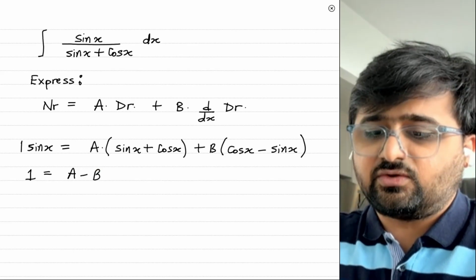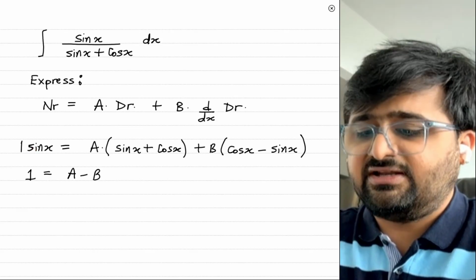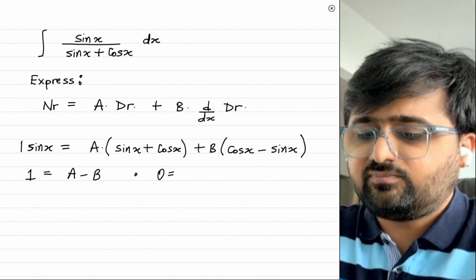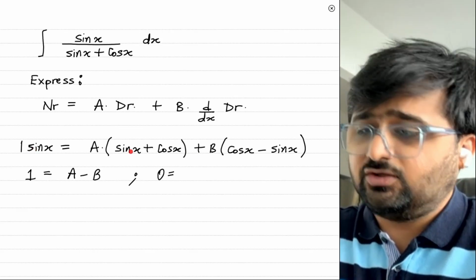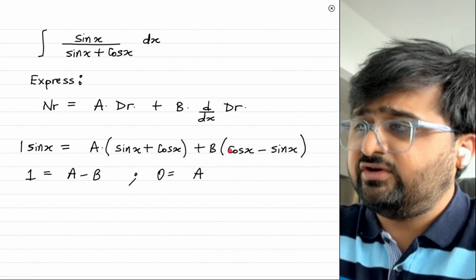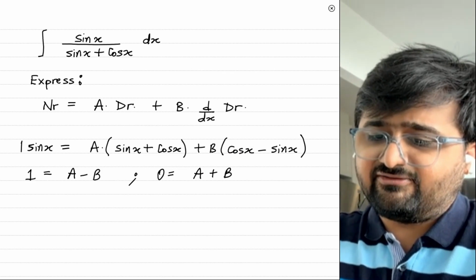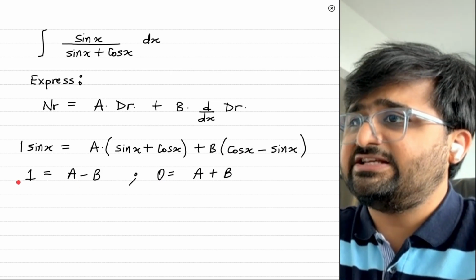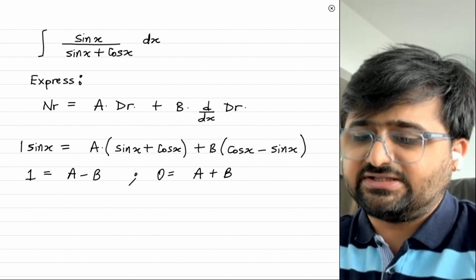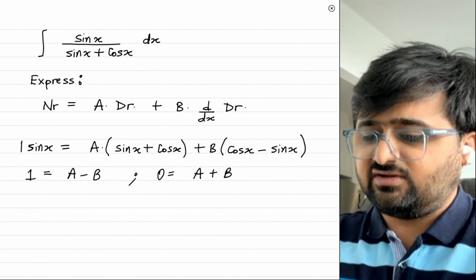Now let's see what's the coefficient of cos x on both sides. The coefficient of cos x on the left hand side is 0. On the right hand side, the coefficient of cos x is a, and over here it is b. So a plus b. So basically you have a plus b is equal to 0 and a minus b is equal to 1. Once you solve these linear equations and find the values of a and b, it becomes very easy to solve that integral.